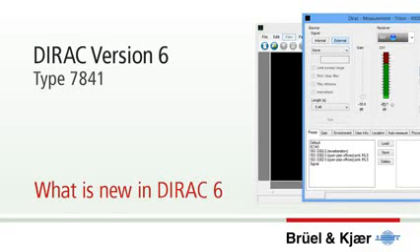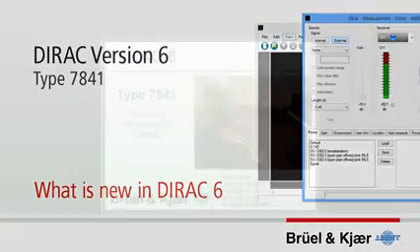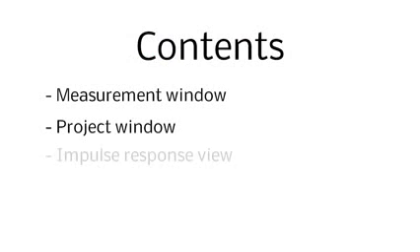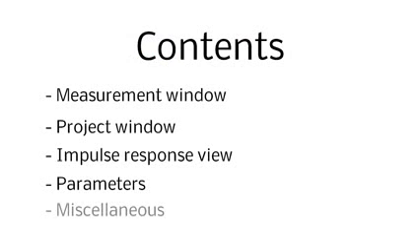This video will demonstrate some of the new features in DIRAC 6, as well as mentioning certain features that already appeared in version 5. The version in which the change occurred will be displayed in the lower right hand corner. The way this video is organised is by the three main windows, followed by an exposition of new parameters and finally some miscellaneous changes. A detailed list of changes can be found in the release notes in the help file.